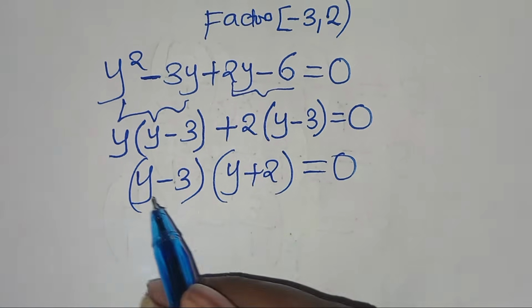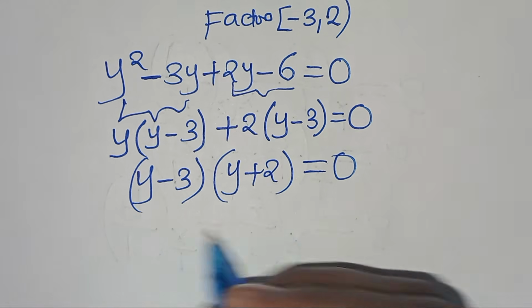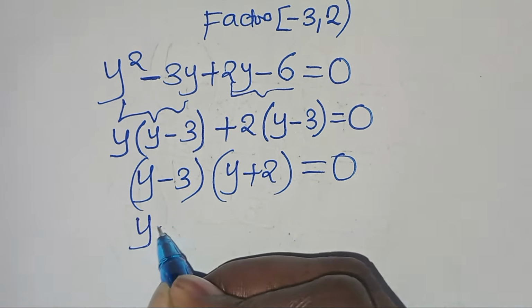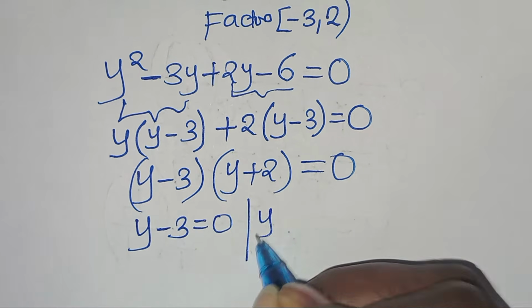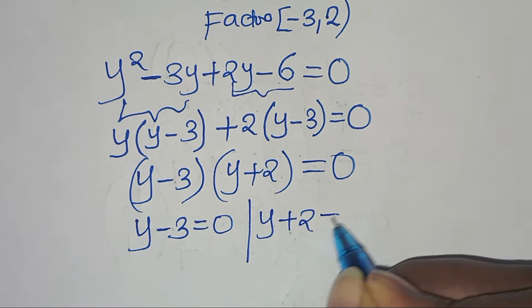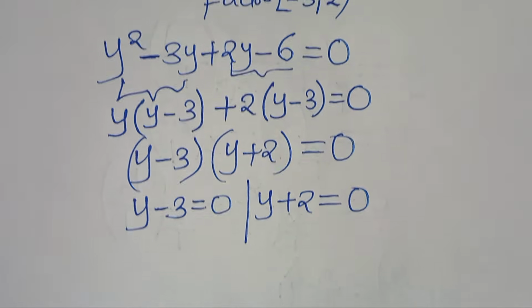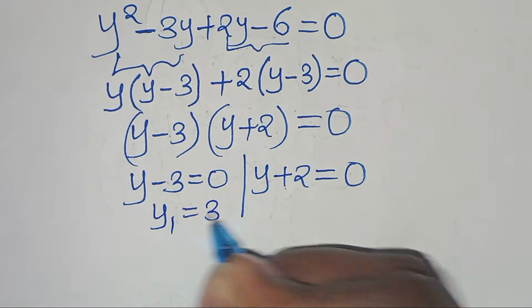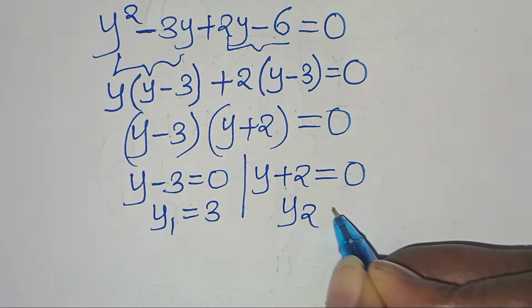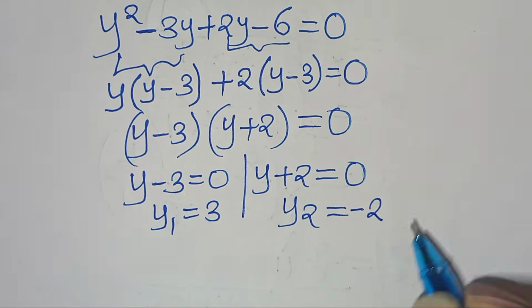This implies that we have two parts. The first part is y minus 3 equal to 0, and the second is y plus 2 equal to 0. Therefore, we have y1 equal to 3, and y2 equal to minus 2.